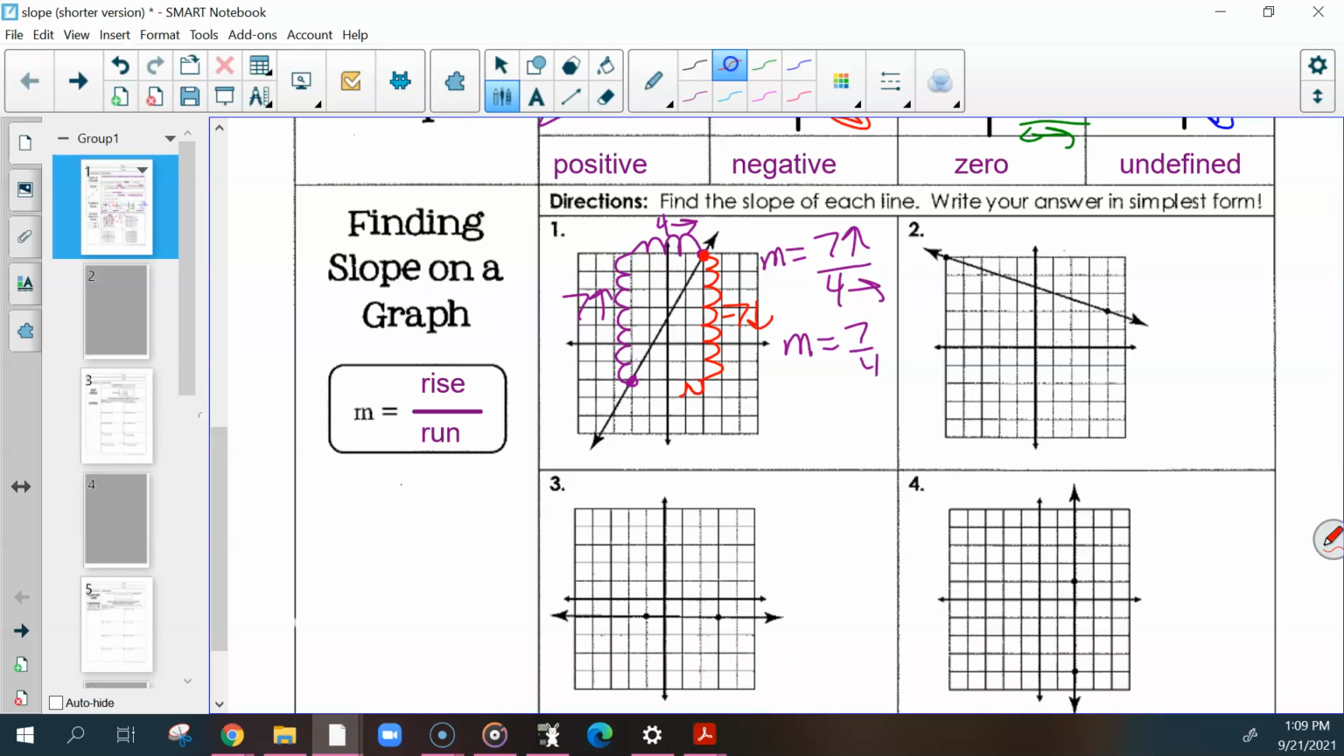And then we're going to the left 4. So that would also be a negative. So we would have a negative 7 because we're going down, and a negative 4 because we're going left. The only simplification we can do here is to make these both positive. So you would get the same answer no matter what. It's just how you look at it.